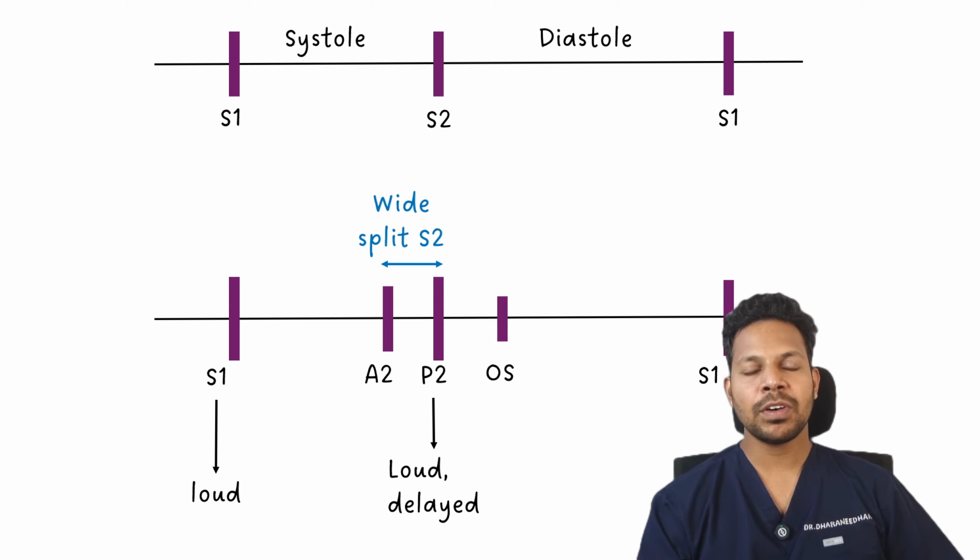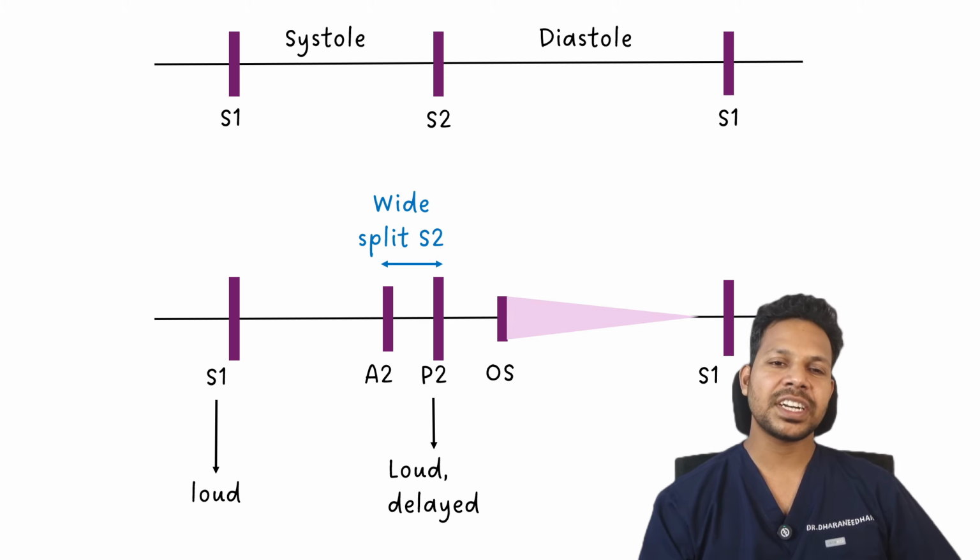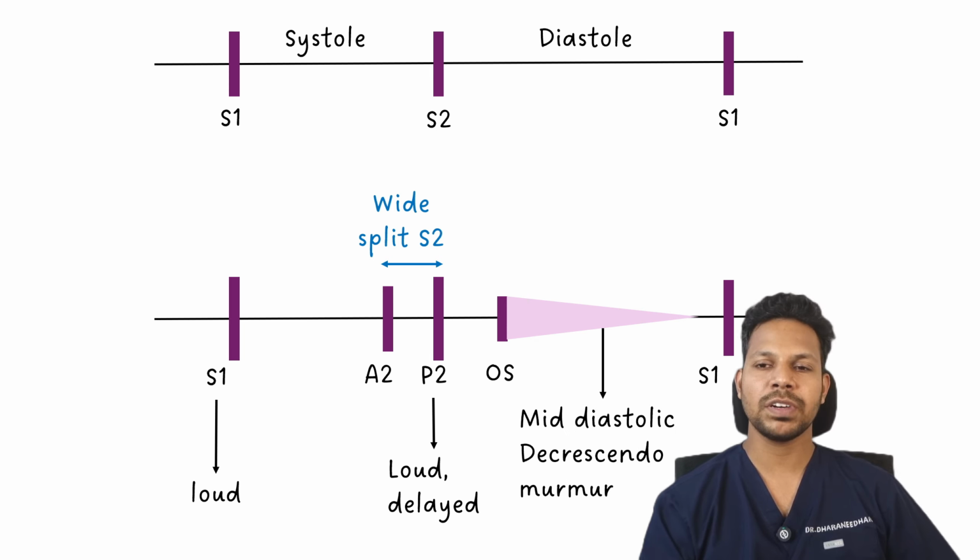And there is development of an opening snap because of this fibrosis of the mitral valve, and sudden opening with left atrial pressure can result in this opening snap. And soon after there is opening of the mitral valve, sudden gush of blood from left atrium into the left ventricle can generate a decrescendo murmur in the mid diastole. It is a mid diastolic murmur with a decrescendo configuration.